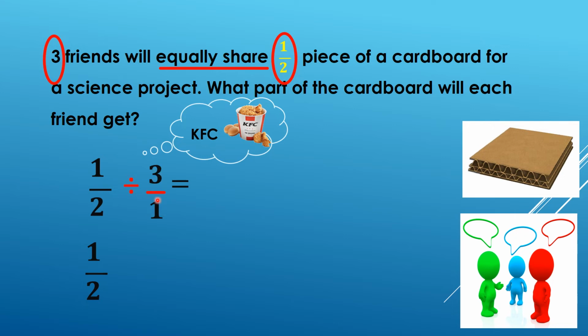Now, flip them, right? Flip the 3 over 1. It will be 1 over 3, right? And I will change the division into multiplication. Now, this is the lesson that I have just explained, multiplying fractions. Let's do it. Excellent. 1 over 6, and don't forget the units, piece. 1 over 6 piece of cardboard. So every friend will get 1 over 6 piece of the half of the cardboard, right? Because this is what they are sharing.